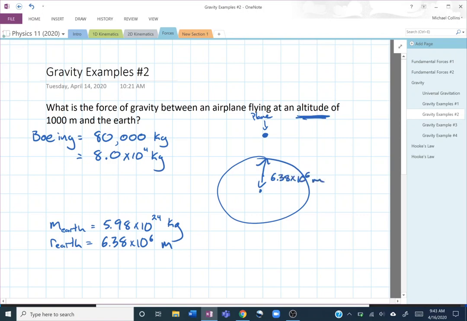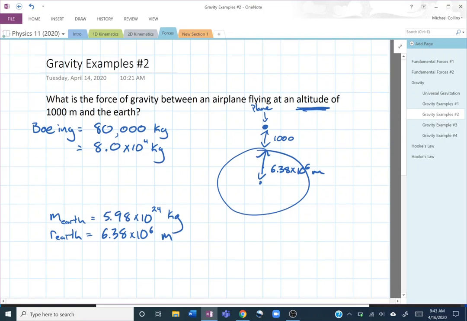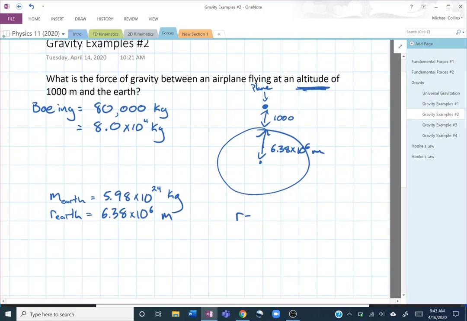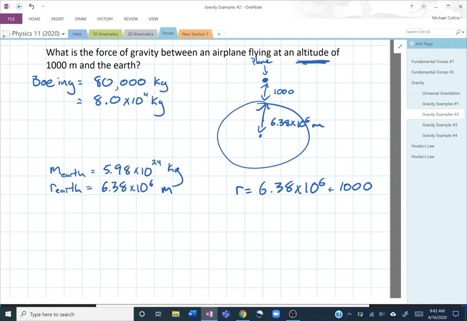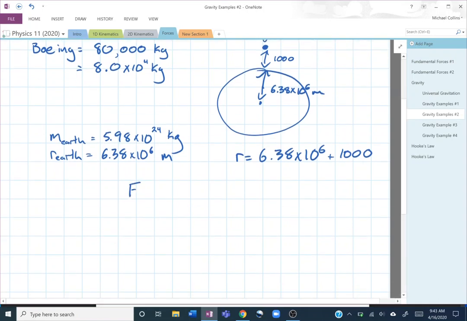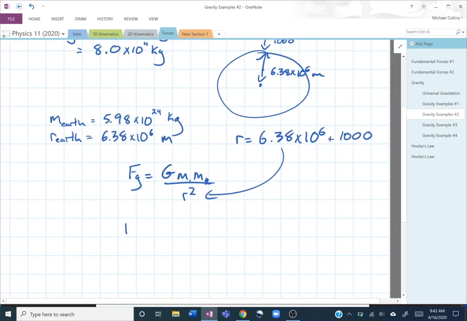To the plane, this radius doesn't quite get there, and neither does this one, which is 1,000 meters. So we're going to have to add those together to get the radius. Our radial separation, which is r, is 6.38 times 10 to the 6 plus that 1,000. You don't have to do it as a separate calculation. We're just going to have to remember to square it when we do it. So when I'm looking at my force due to gravity equation, G m1 m2 divided by r squared, that's what's going to have to go in there.